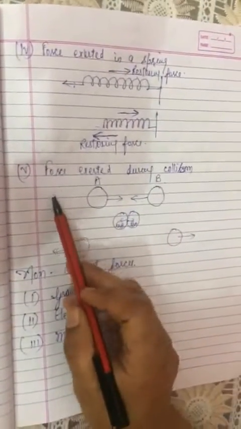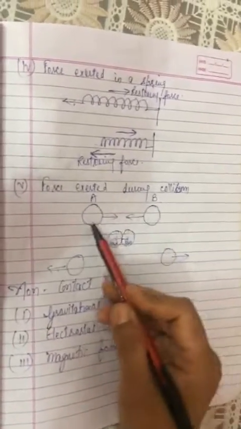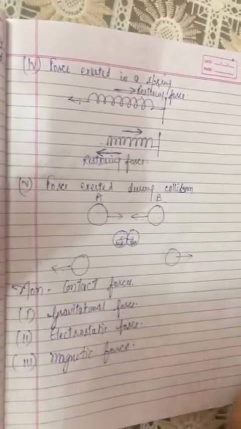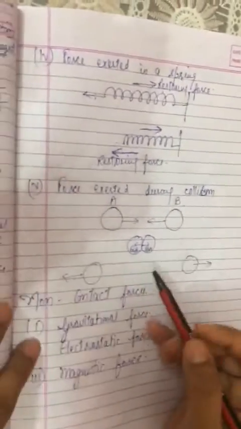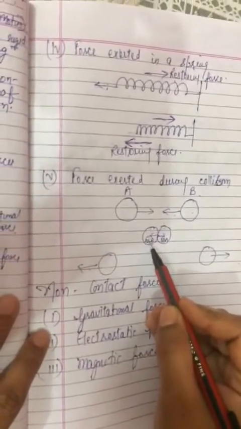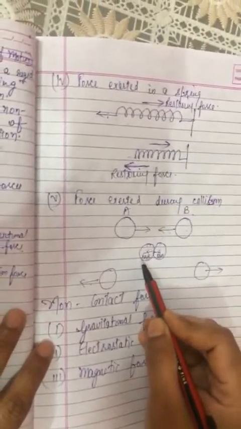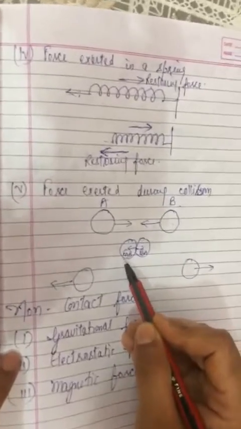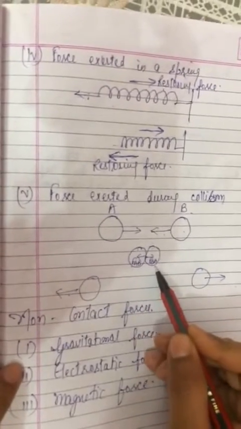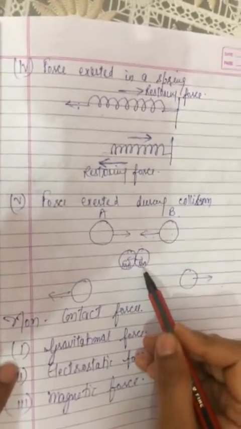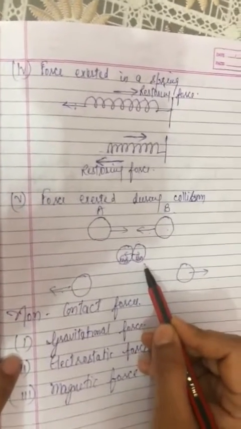So the fifth type is the force exerted during collision. If we have two balls, ball A and ball B, and we make them collide, what will happen? The balls will come closer to each other. So two forces will act now. FAB means the force acting on A by B, and the other force is FBA. FBA means the force acting on B by A.